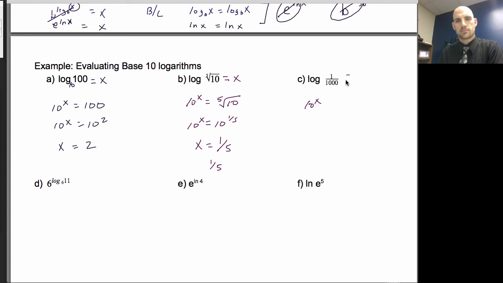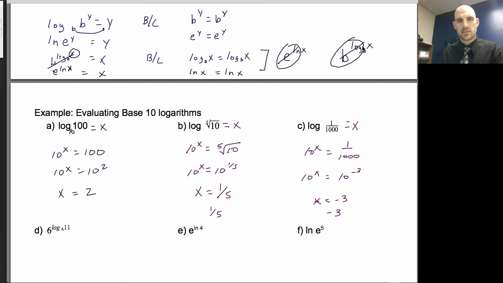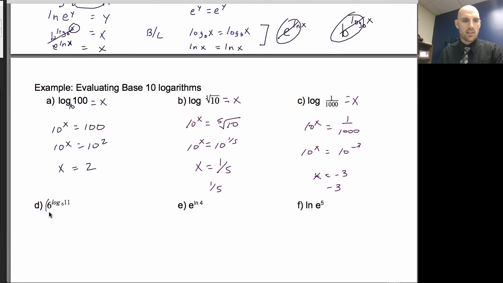10 to the x is equal to 1 over 1,000. 10 to the x equals 10 to the -3rd. So my answer is x equals -3, or to evaluate would be -3. This one's a little bit tricky, but if you remember these properties up here, I had my b raised to the log of the same base. These cancel out. This is just 11. Same thing here, e to the natural log. These cancel out. This is my answer.